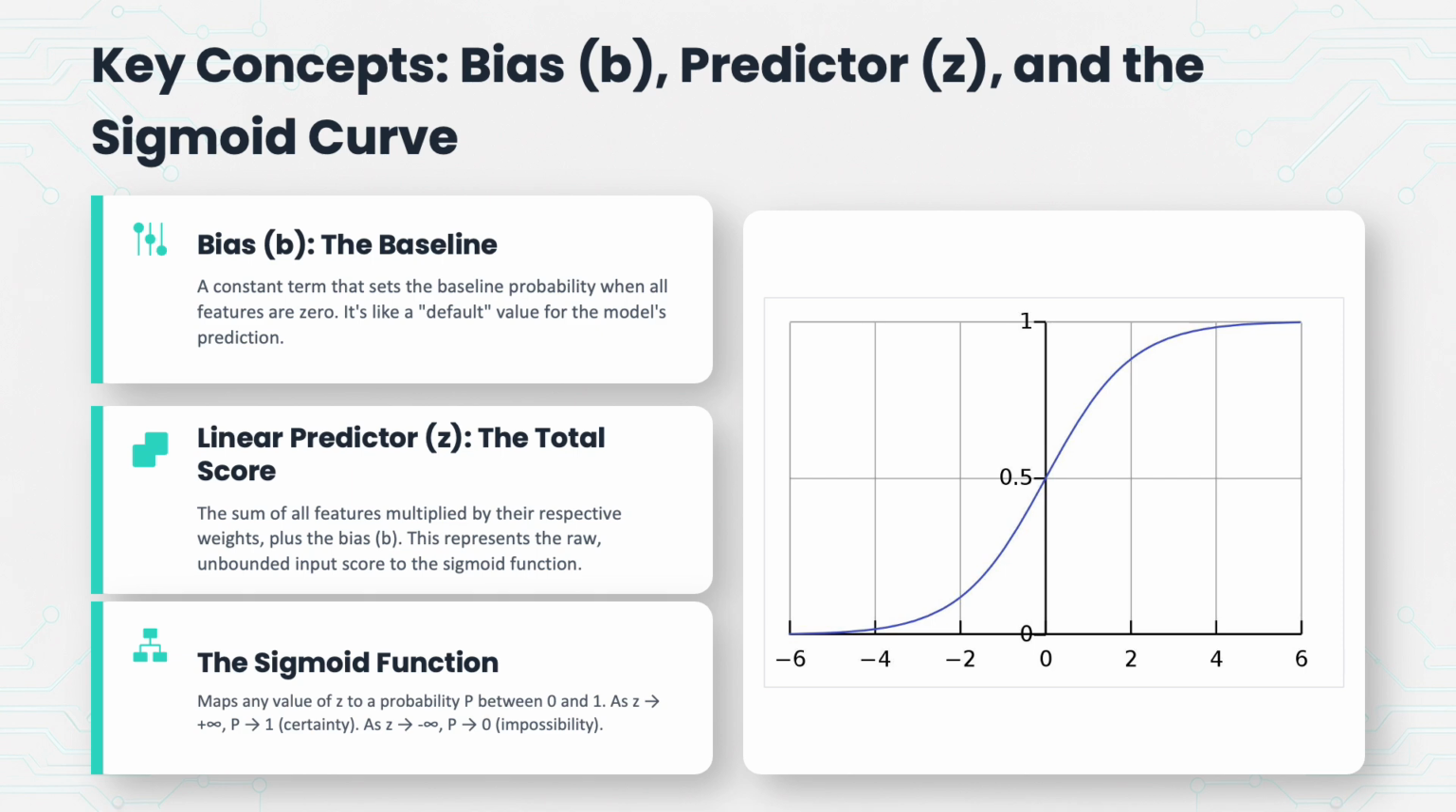The linear predictor, Z, is simply the total score we get from the weighted sum. Finally, we have the sigmoid curve, shown here. Notice how it takes any number on the x-axis and squashes it into a value between 0 and 1 on the y-axis. A high positive z-score means a high probability of success, while a negative z-score means a low probability.